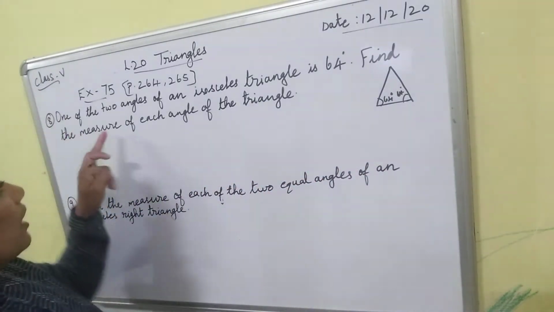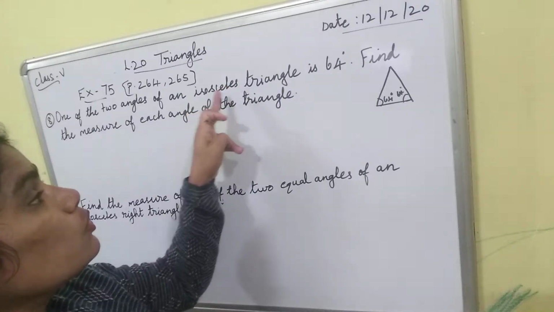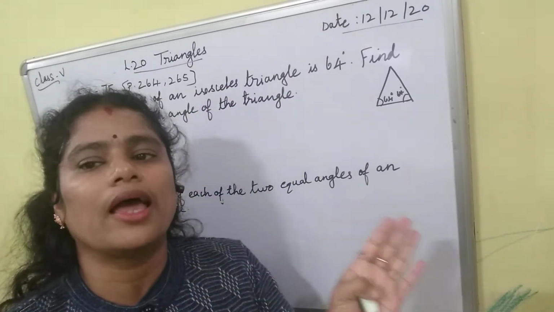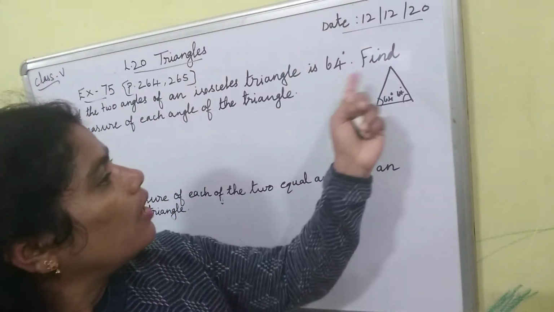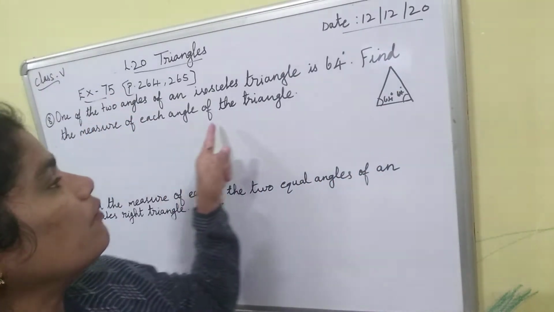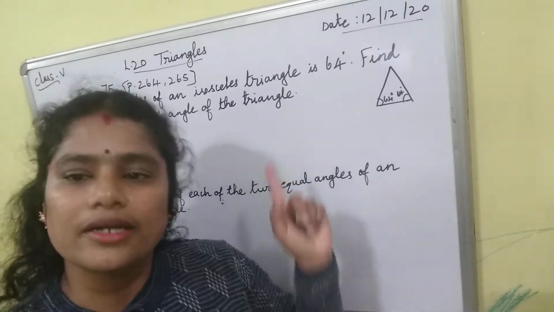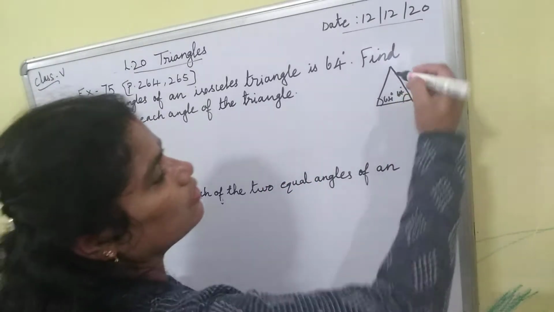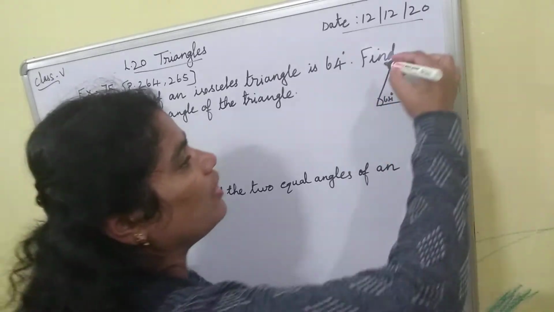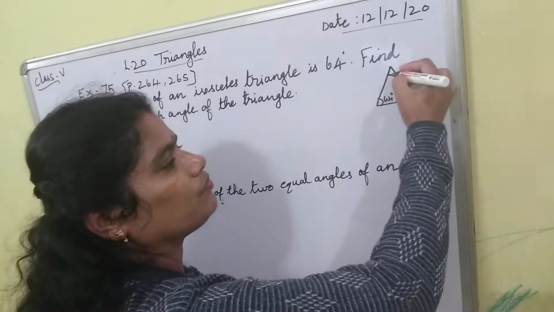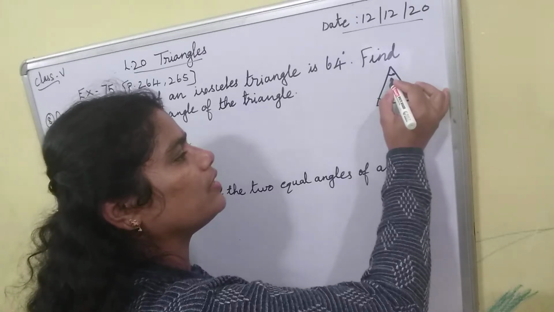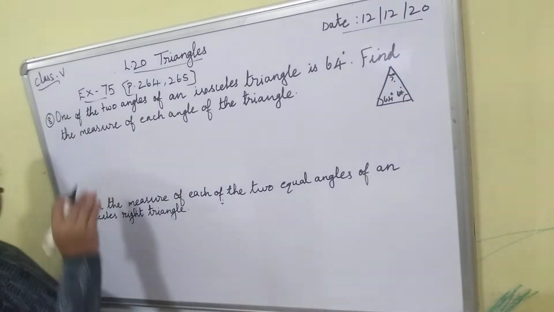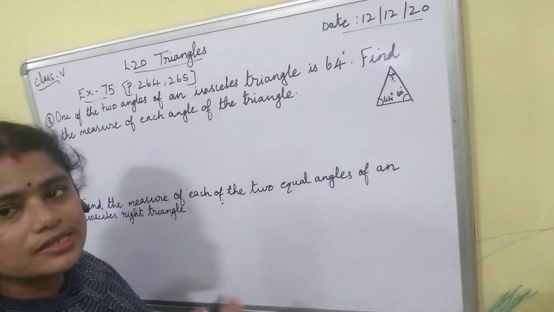Okay. One of the two angles of an isosceles triangle. Isosceles means two of the angles are the same. Then find the measure of each angle of the triangle. So each angle we have to find out. Okay. So what are the two angles we already got? Then we have to find out the third one. Come here. You have to write the statement.